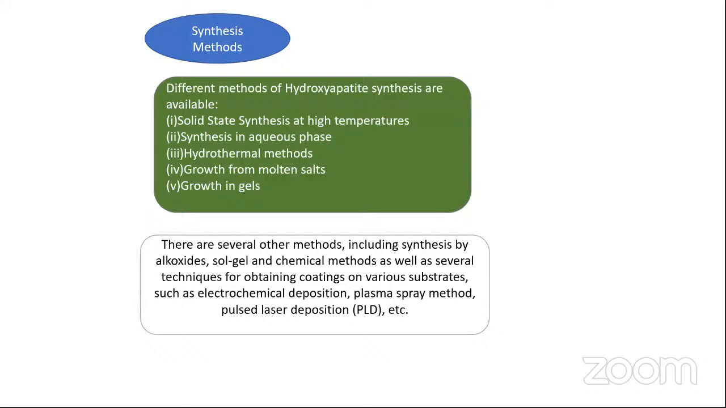There are various synthesis methods. Different methods of hydroxyapatite synthesis are available. One is solid state synthesis at high temperature, synthesis in aqueous phase, hydrothermal methods, growth from molten salts, growth in gels. We have worked on growth in gels. There are several other methods, including synthesis by alkoxides, sol gel, chemical methods, as well as several techniques for obtaining coating of various substrates, such as electrochemical deposition, plasma spray methods, pulse laser deposition, etc.